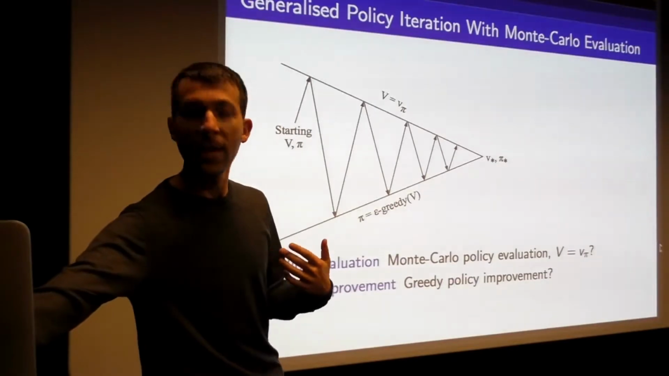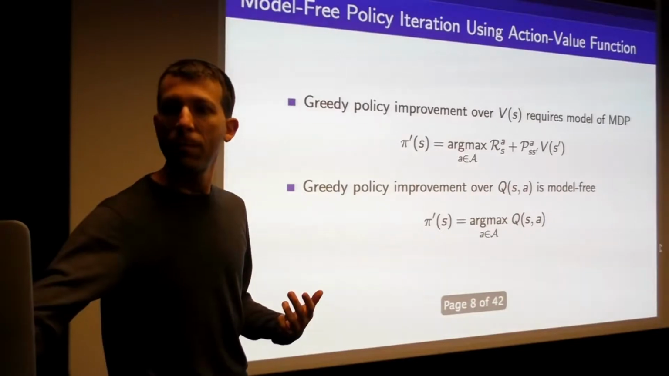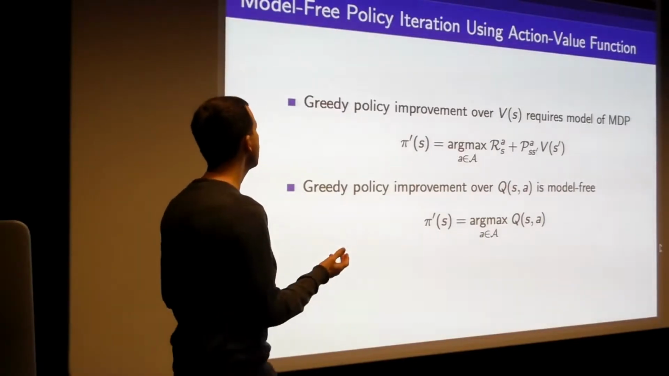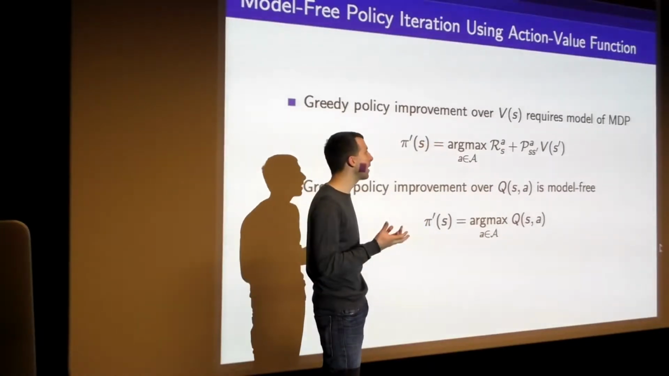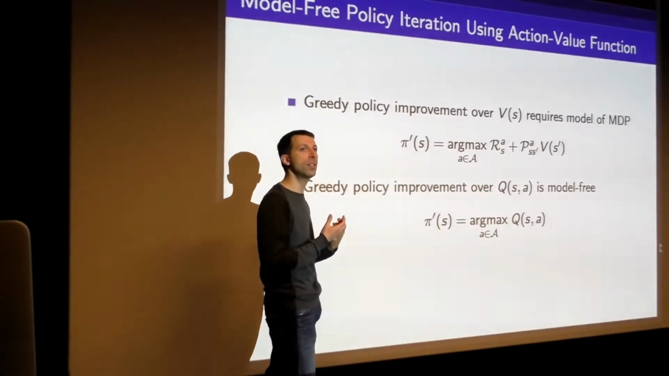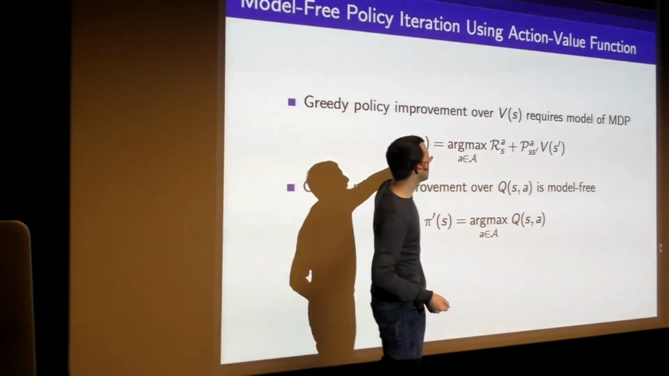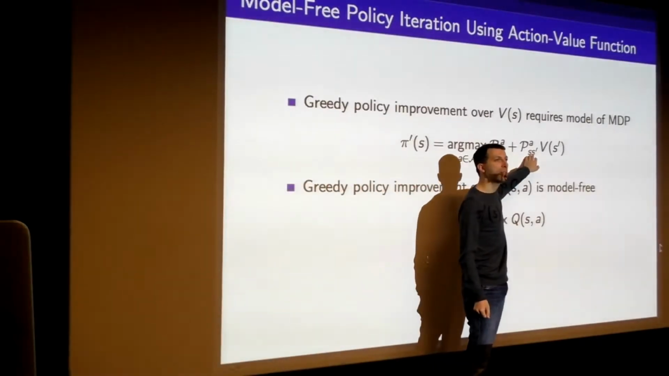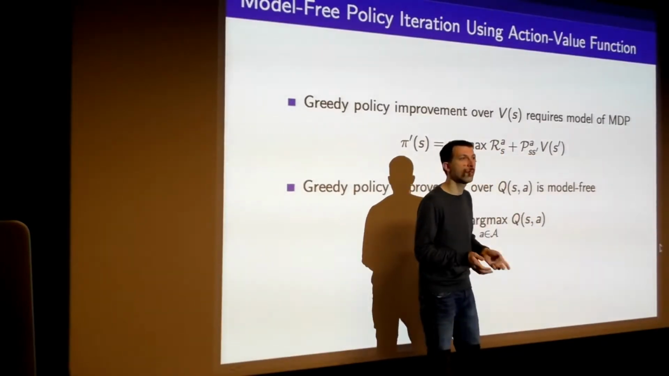So the issue is that we're trying to be model-free, actually. We want to be model-free. But how can you be model free when you're using the value function V? If you use the state value function and you only have the state value function, and you want to act greedily with respect to your state value function, you still need a model of the MDP to figure out how to act greedily with respect to that value function. You only know the value of each state.